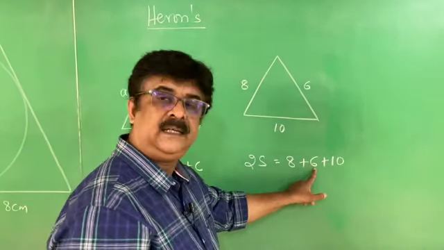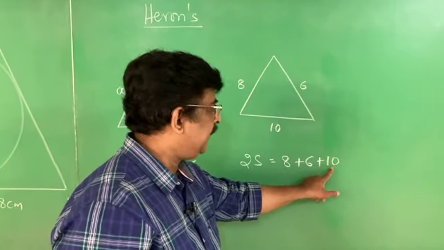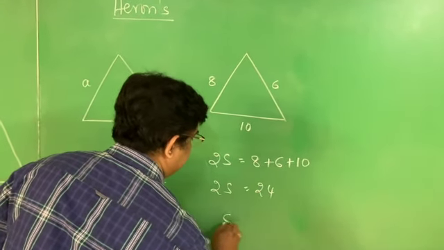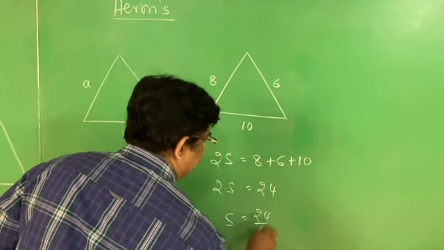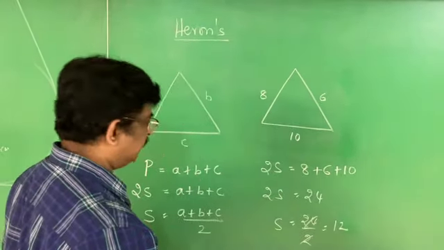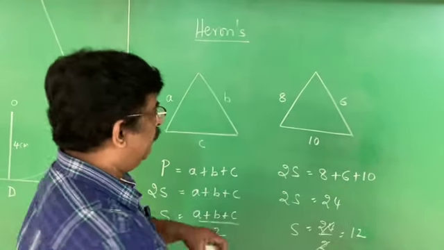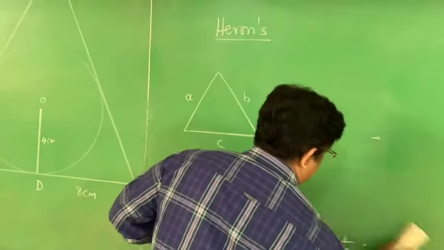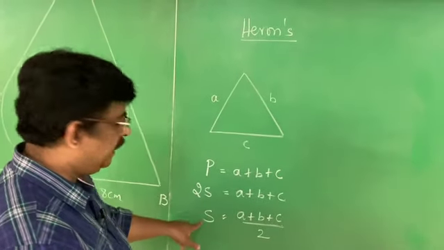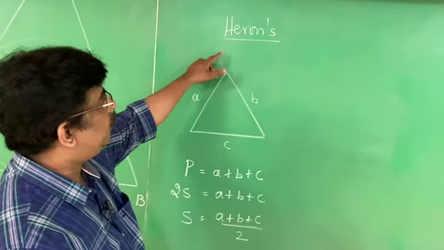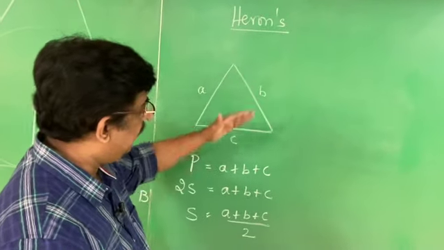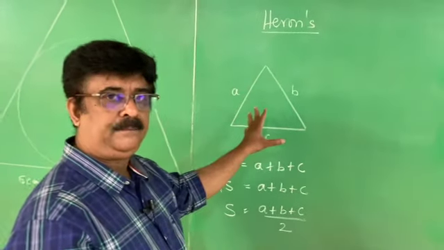8 plus 6 is how much? 14. 14 plus 10 is 24. 2S is equal to 24. Therefore, S is equal to 24 by 2. Cancel this, you get 12. 12 is the semi-perimeter. Therefore, the first thing is to find the semi-perimeter. With the help of the semi-perimeter, we can find the area of the triangle. Therefore, Heron's formula is one such formula that relates the sides of the triangle and the area of the triangle.